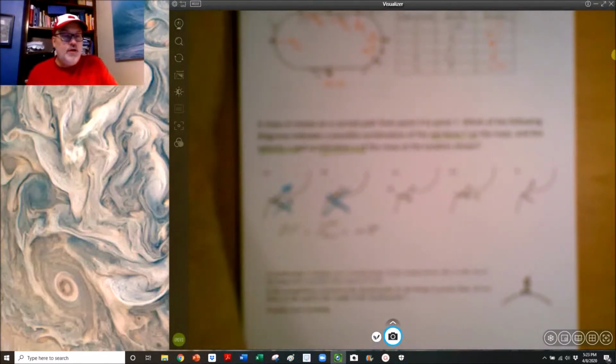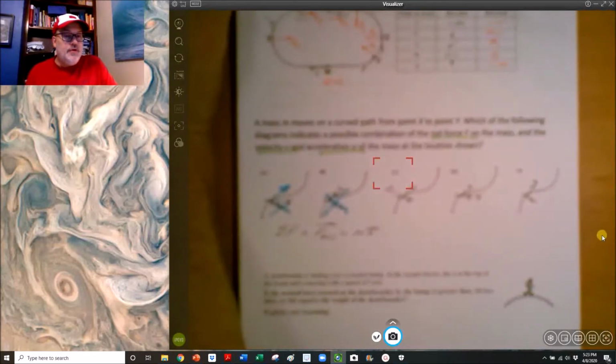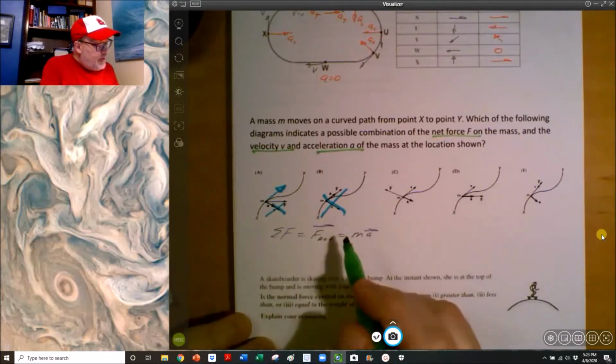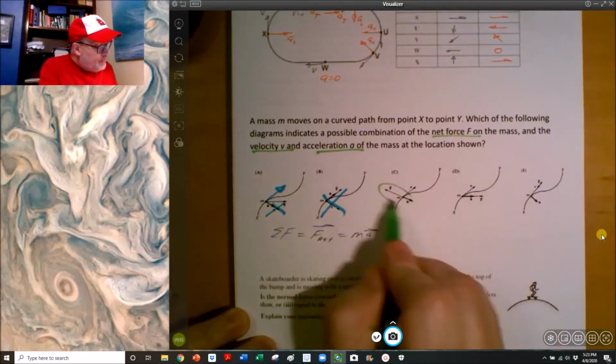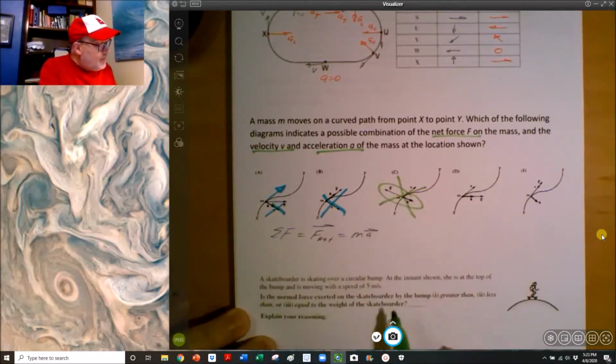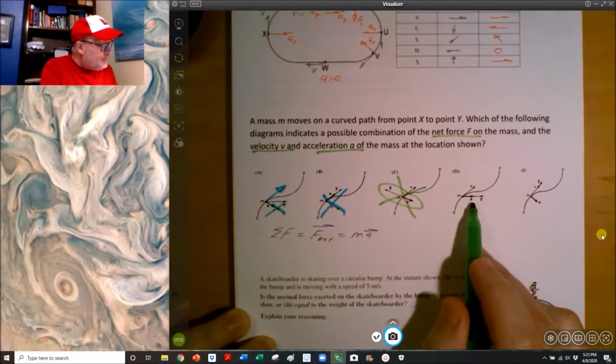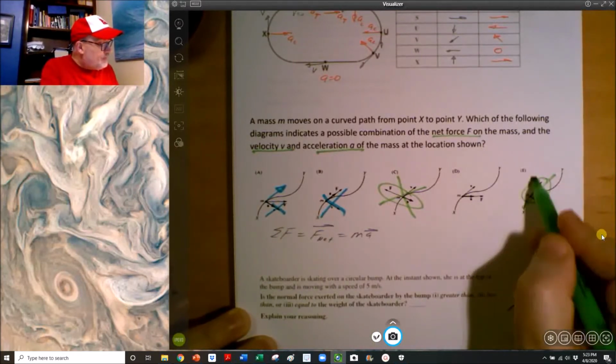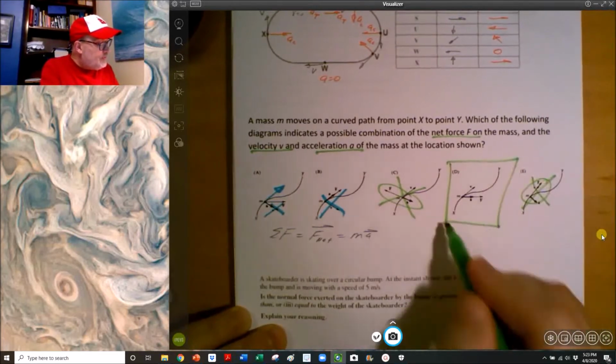Uh-oh, we got blurry. Here we go. So if we look at it right here, force and acceleration are not in the same direction, so this can't be right. Okay, force and acceleration in the same direction. Hey, this isn't right. Force and velocity are in the same direction, so that can't be right. So our answer is D.